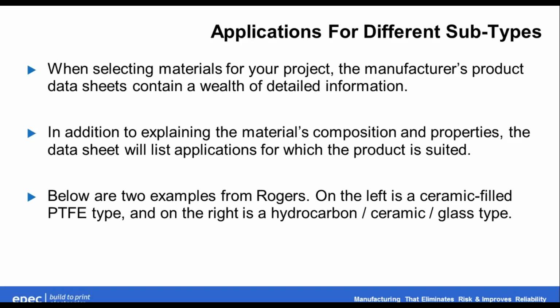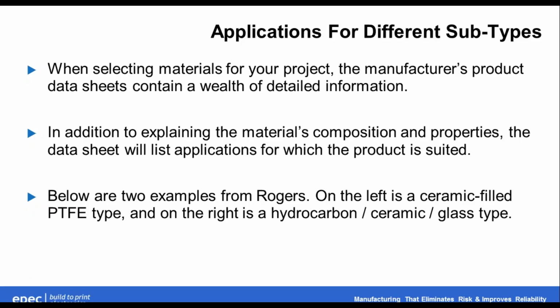So the applications for the different subtypes, when you're selecting materials for the project, the manufacturer's product data sheets are a really good place to look for a wealth of detailed information. They have processing guides, they have data sheets, they have material safety data sheets, all kinds of stuff, and I can direct you to their websites if you're interested. In addition to explaining the material's composition and properties, the data sheet will also list applications for which the product is suited, which we saw a little bit of in the previous slide.